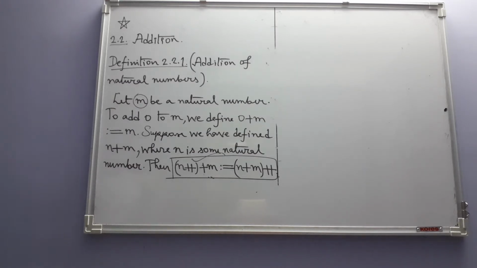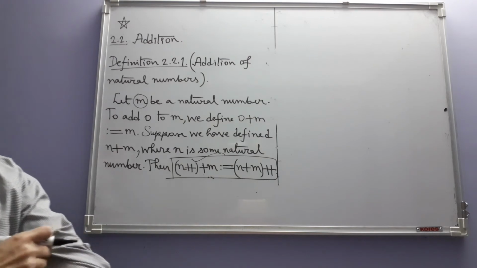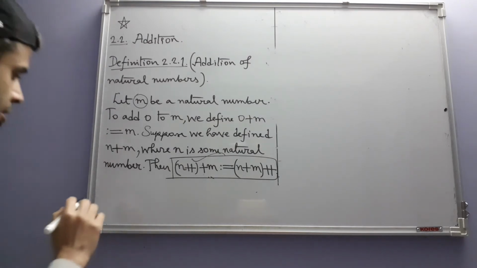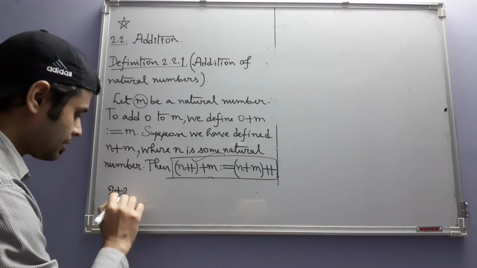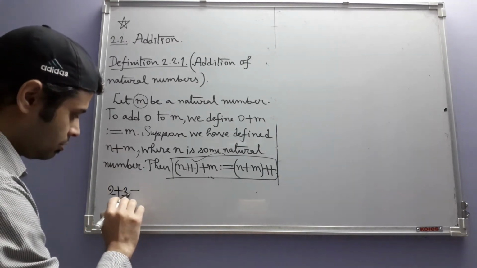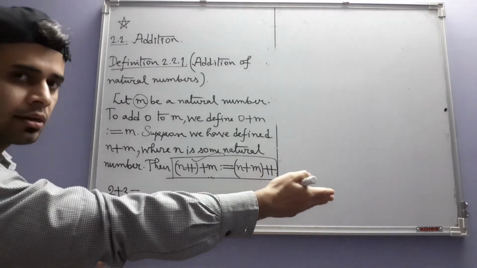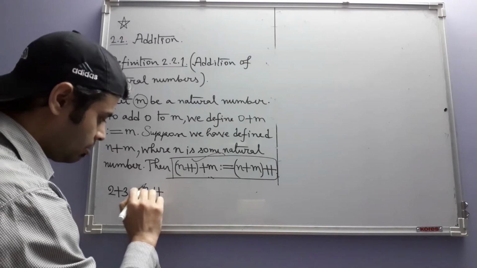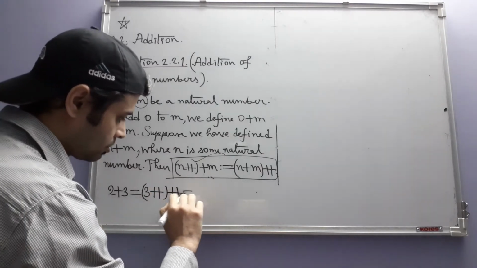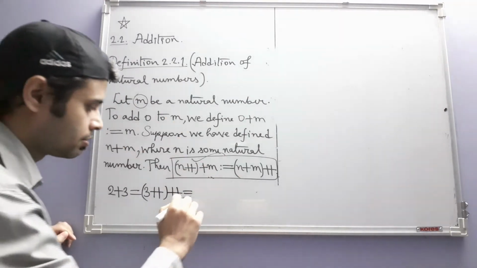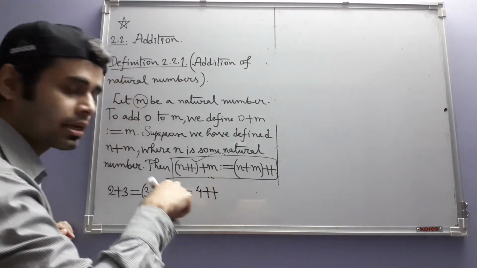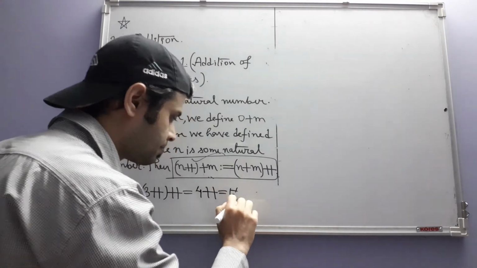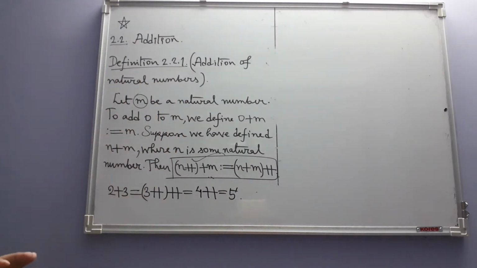So now, instead of having n and m, if I say have 2 + 3, just now I have found it. 2 + 3 is what? The successor of 3 and its successor. So the successor of 3 is 4, whose successor is 5. So that's how I am getting the addition.